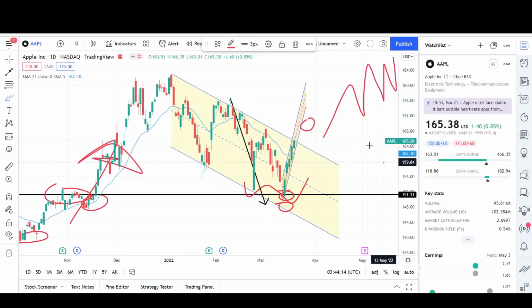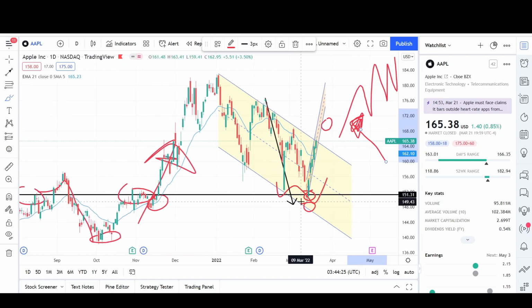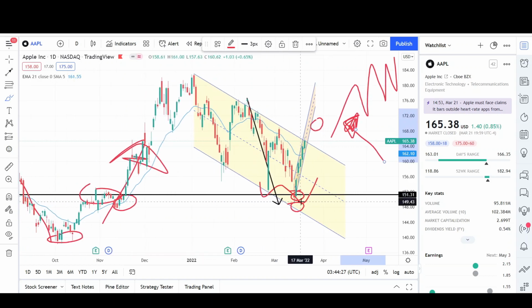So right now we're in the first stage of a potential reversal. I'm not sure if this is the bottom or not, but it definitely could be. So that's pretty much everything I have on the daily chart. Let's go and wrap this up on the weekly chart.